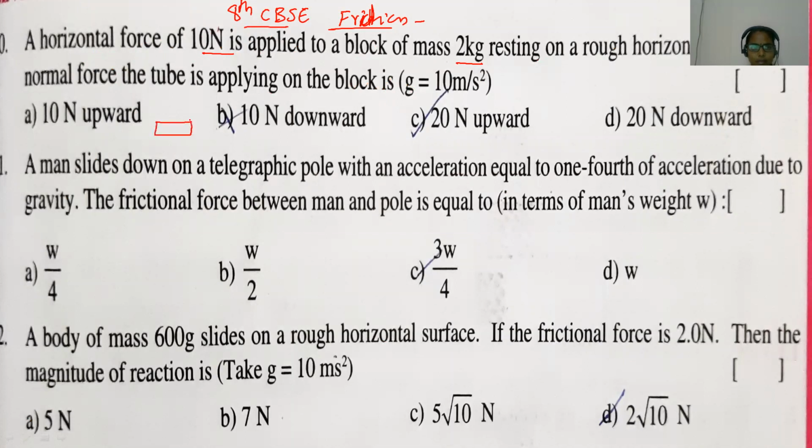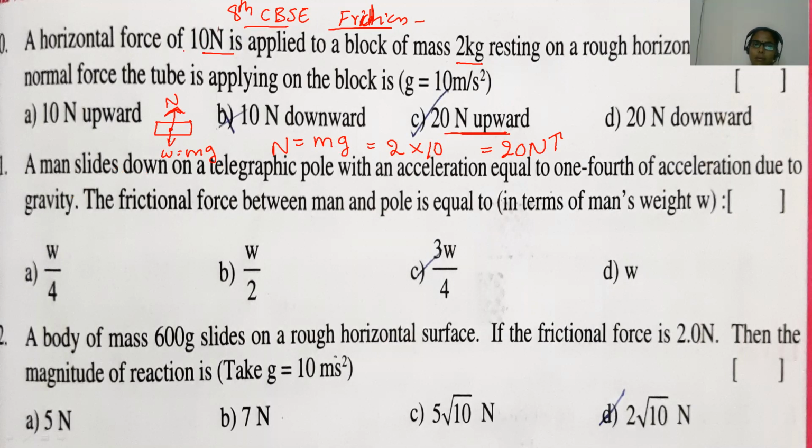Any block is there here. Weight will be acting downwards. What is the weight? W equals mg, acting downward. To balance this, the normal reaction will be acting in the upward direction. You know Newton's third law, no? There must be an equal and opposing force, right? So now the normal reaction equals what, children? Mass into gravity. Mass is given as 2 kg and gravity is 10. So 2 into 10 is how much? 20 newtons. And in which direction is the normal reaction acting? It is acting upwards. So this is the correct answer. Yes, understood, children?